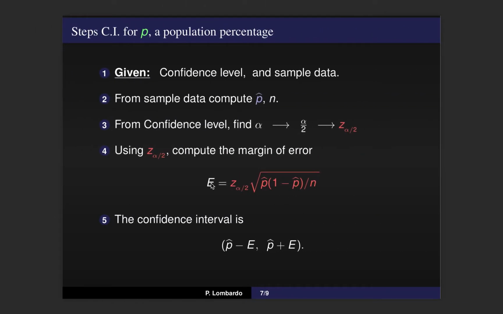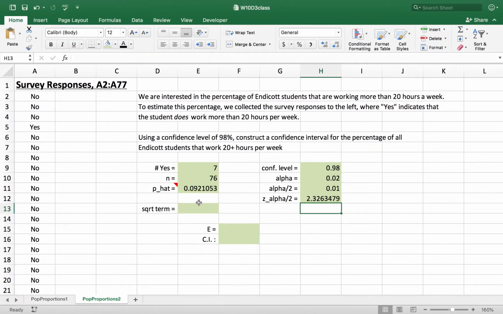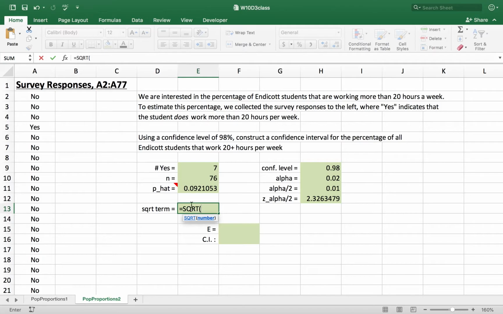In terms of our margin of error formula, it's our critical value times this square root term. So remember, we have p hat times 1 minus p hat. We divide that whole thing by n, and then we take the whole thing square rooted. In Excel, we start with the square root first. P hat times, make sure your 1 minus p hat is in parentheses, divide by your n, in this case 76, and then close out your square root function.